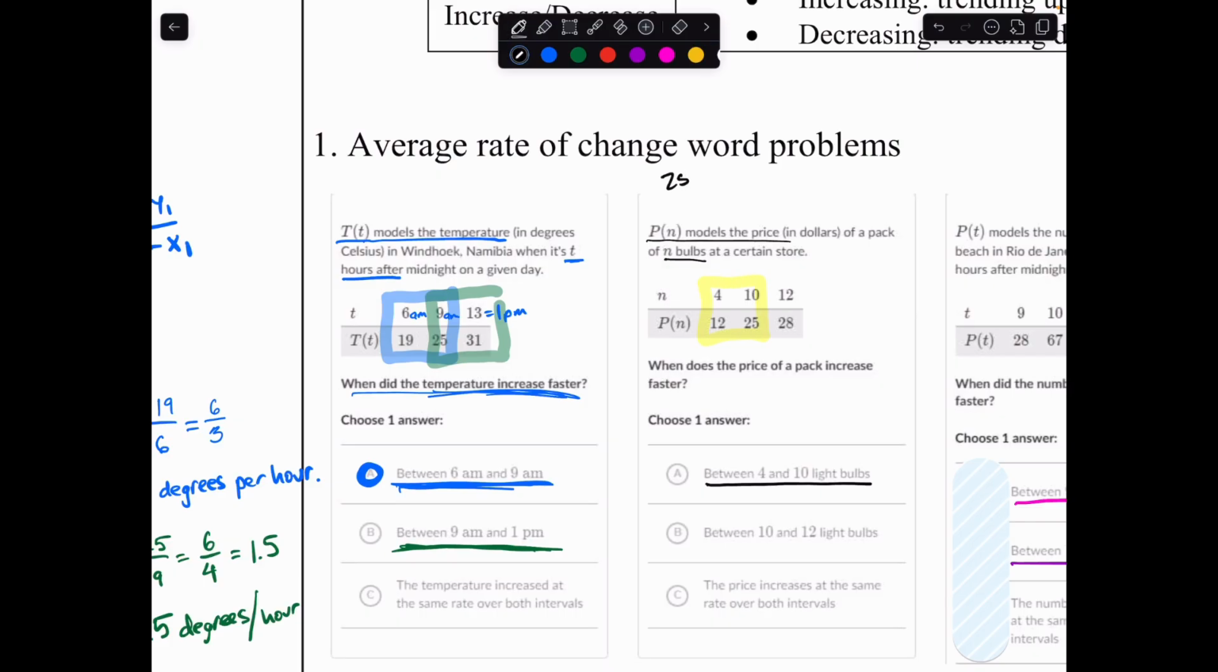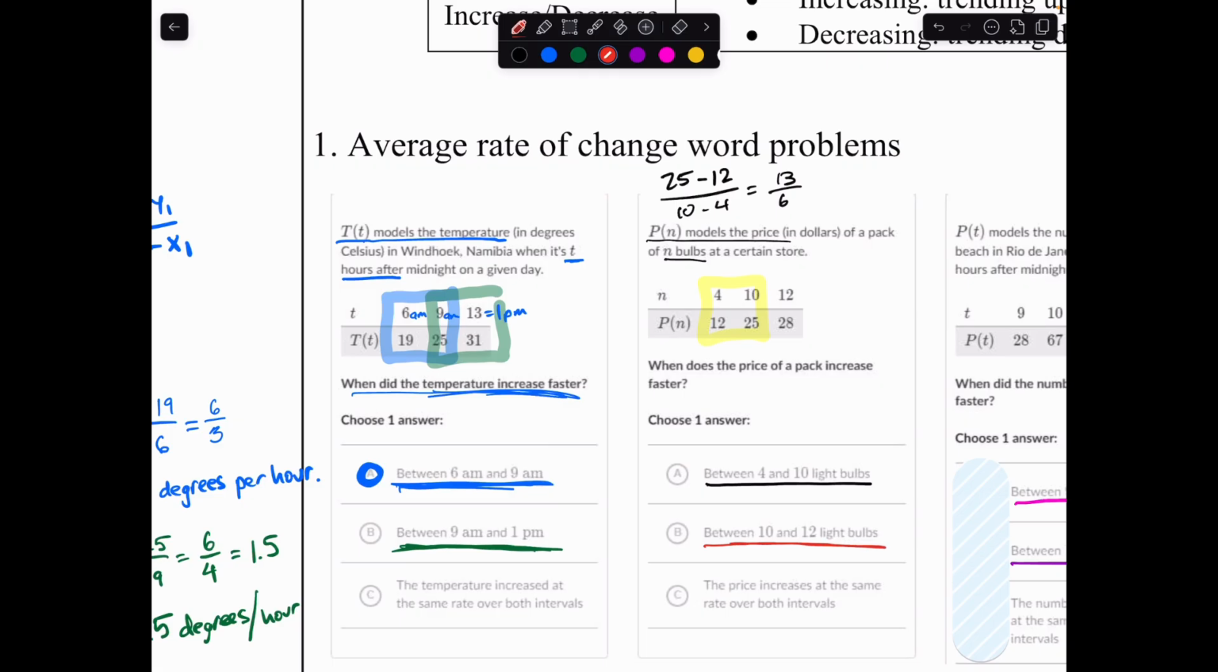It'd be 25 minus 12. We subtract our outputs first. And in the denominator, we subtract our inputs, 10 minus 4. So 25 minus 12 would be 13. And then 10 minus 4 would be 6. Now this isn't a nice whole number, but 13 divided by 6, it's a little more than 2, right? We could say it's 2 and 1/6. I'm just going to leave it as 13/6 for now.